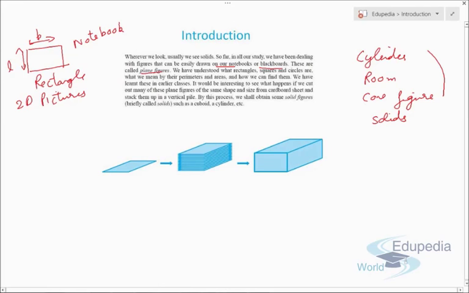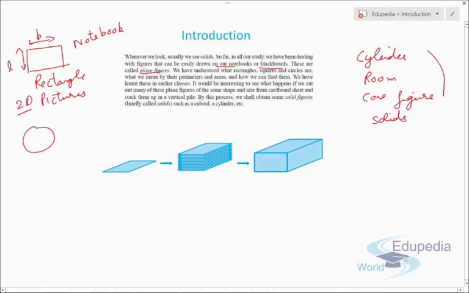We know now what rectangles, squares and circles are. These are all 2D pictures and they have only two dimensions. 2D means two dimensions, let's say length and breadth, or only radius. These are the two dimensions these plane figures have. We have learned these in earlier classes, so it will be interesting to see what happens if we cut out many of these.